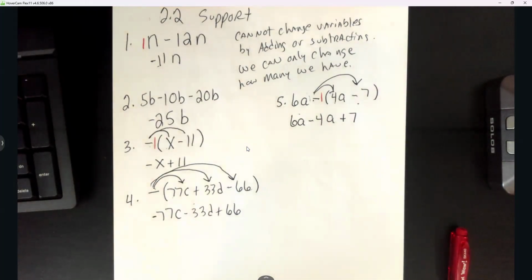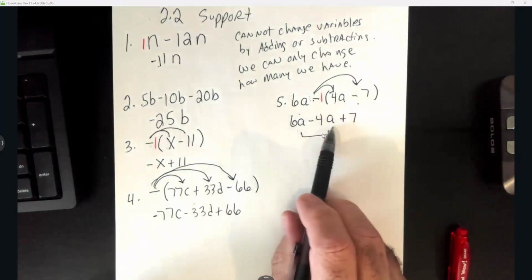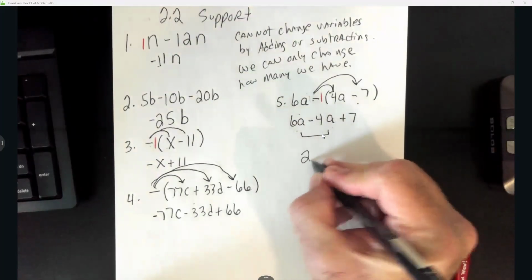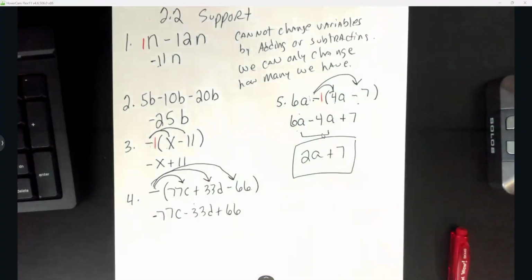All right, what we got? Ben, y'all are saying, yeah, y'all are perfect. 2a plus 7. Because all you could do was add the like terms. 6 minus 4, y'all got me perfect, 2a. And then bring down your plus 7.